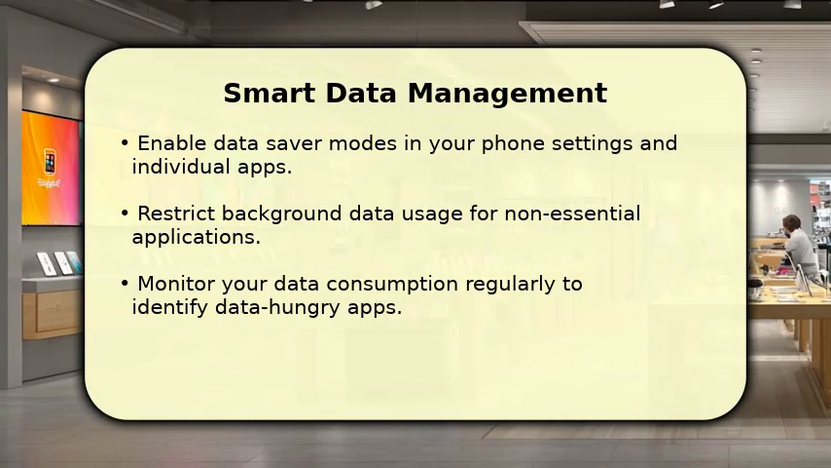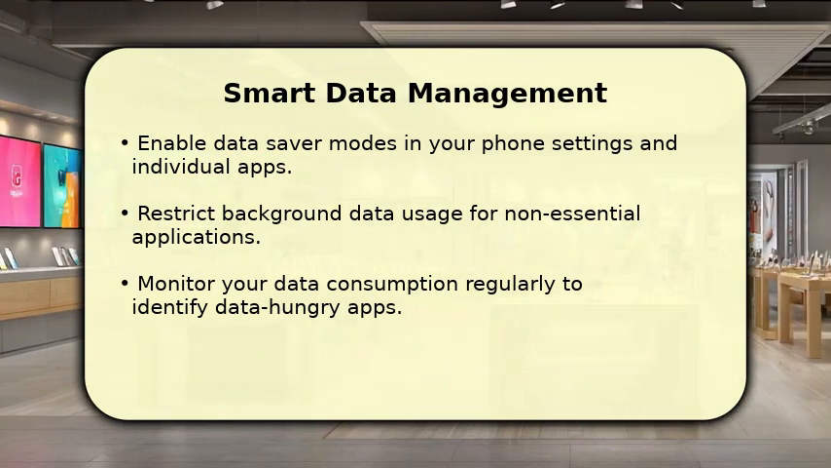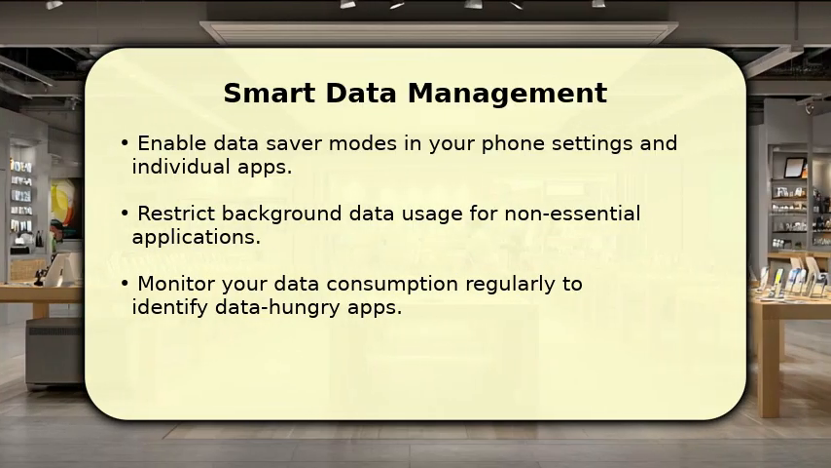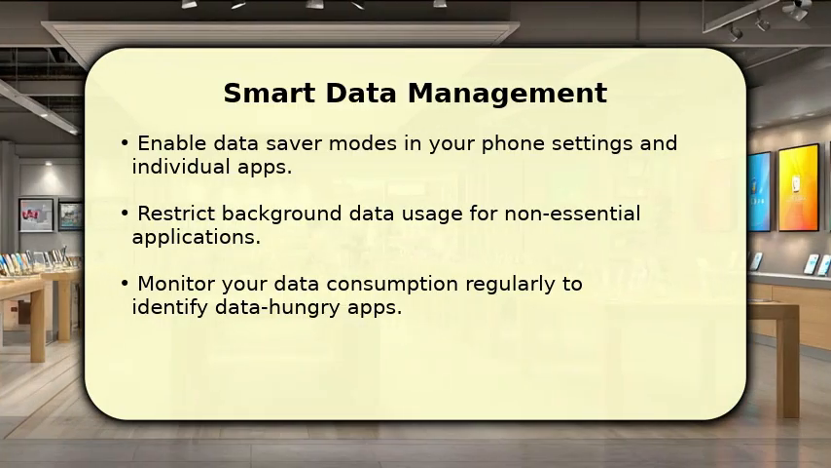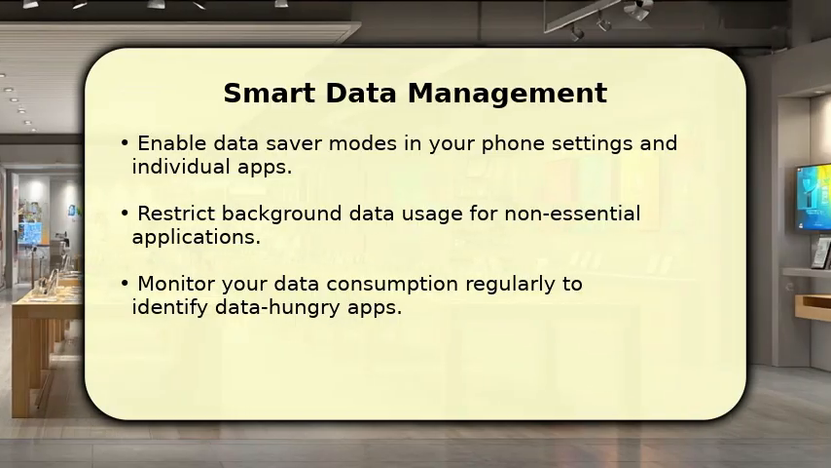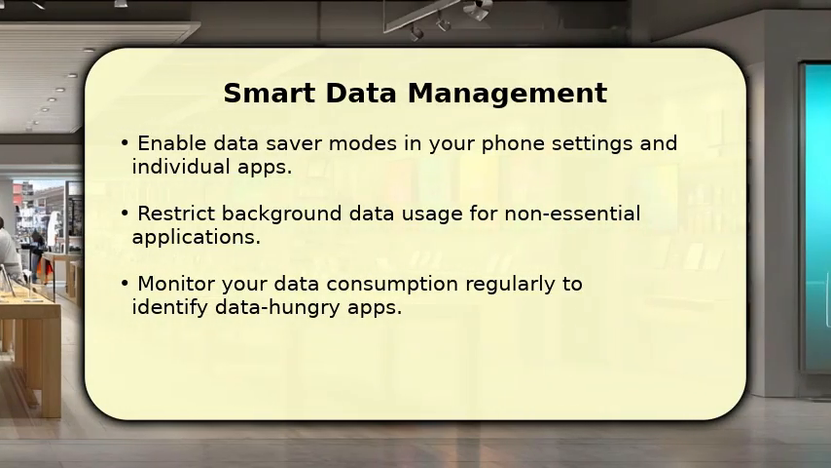Smart data management is crucial for making your data last longer. Activate data saver modes on your smartphone and within specific applications like social media or video streaming services. These features can reduce data consumption by up to 50%. Also, restrict background data for apps you don't actively use, preventing them from consuming data without your knowledge. Regularly check your data usage to stay informed.